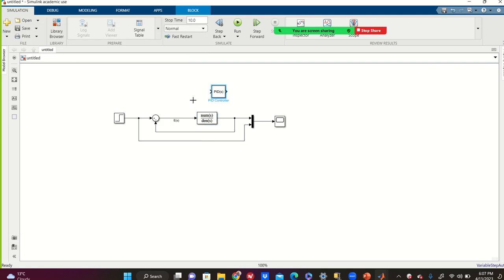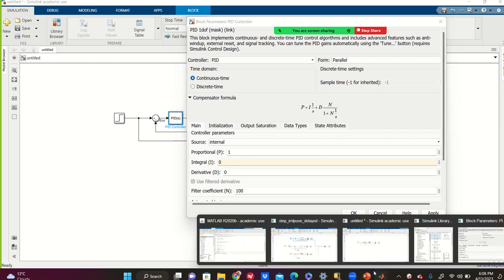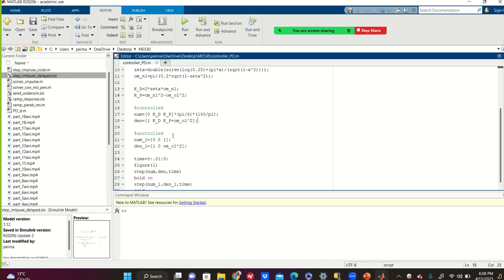Then I'm gonna embed it here like that. Then I'm gonna double click on that. Okay. See, P gain, I gain, derivative gain. I didn't teach you I gain yet here, but I can put KP and KD gain from the code that we calculated.